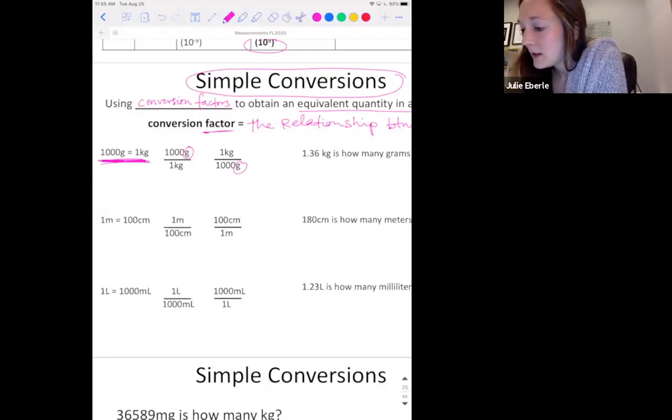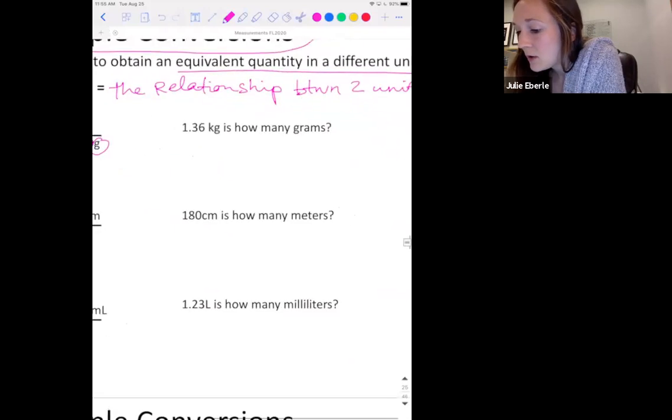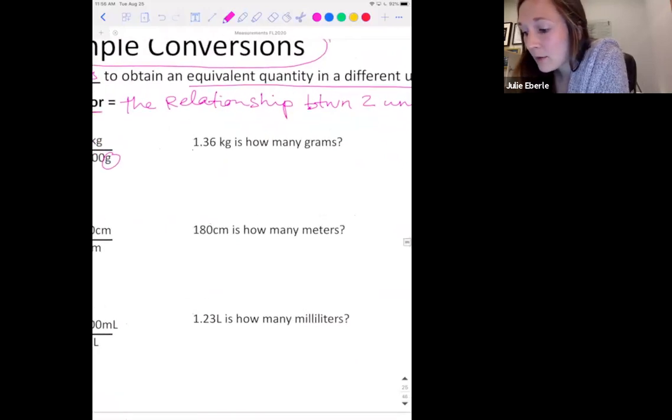All right. Now, if I ask you the question, 1.36 kilograms is how many grams? Now we have to use one of those conversion factors to get our answer. Always start with the number that's given. Here we're given 1.36 kilograms. So I'm going to write that out, 1.36 kilograms.